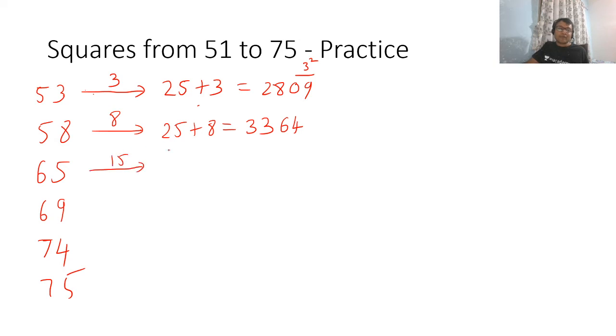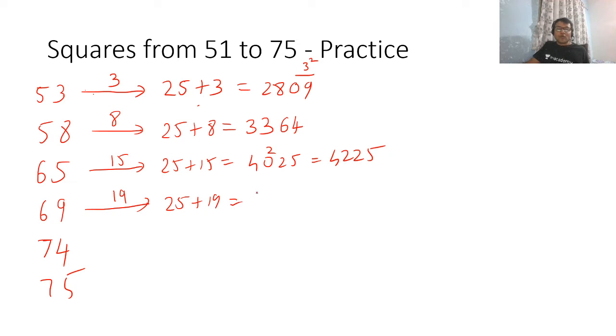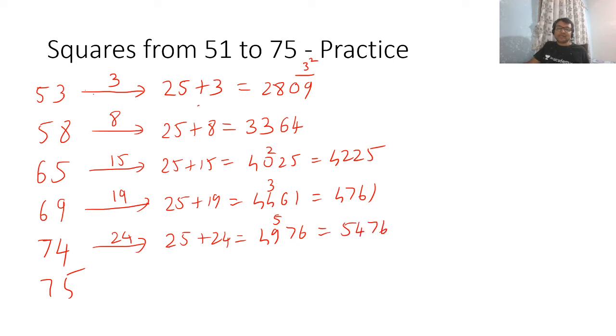65 is 15 more than 50, so 25 plus 15 will give you 40, and 15 square, 225, will give you 4225. 69 is 19 more than 50, so we have 25 plus 19, 44, and 19 square, 361, so that gives you 4761. 74 is 24 more than 50, which is 25 plus 24, 49, and 24 square will give you 576, which gives you 5476. 75 is 25 more than 50, so 25 plus 25, 50, and 25 square is 625, which will give you 5625.